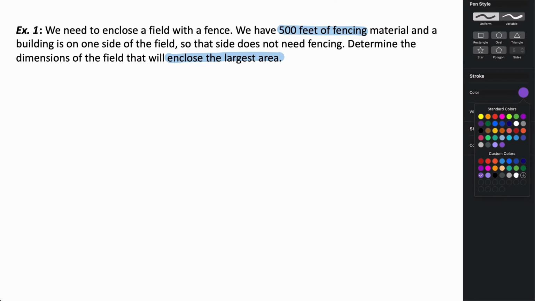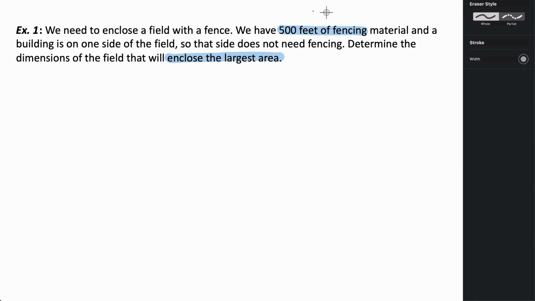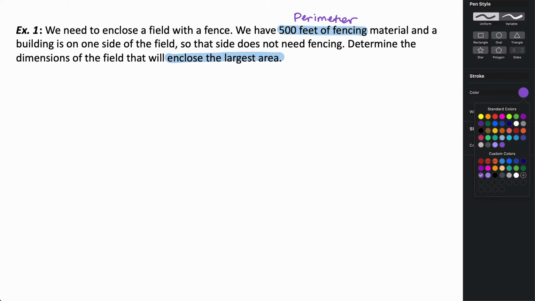So let's consider what all of our information is that we're given. The 500 feet of fencing, what is this talking about? Generally when you put fencing on, you put fencing around the perimeter. So this is a measurement of the perimeter. And we want to enclose the area. So we're going to have to find something to relate the perimeter and area.